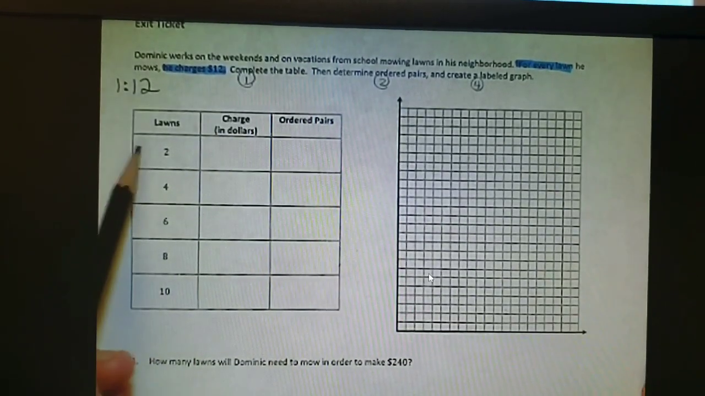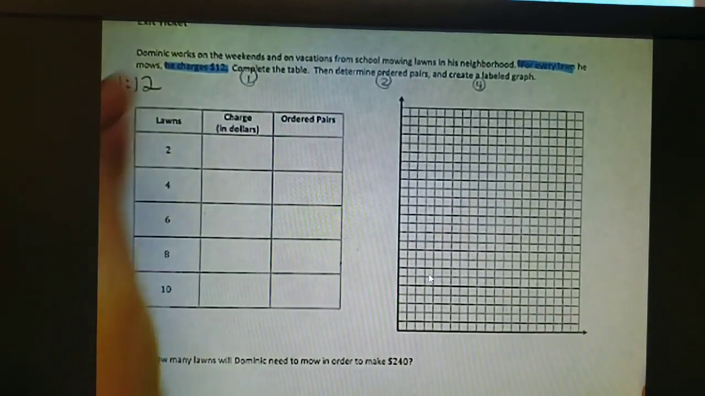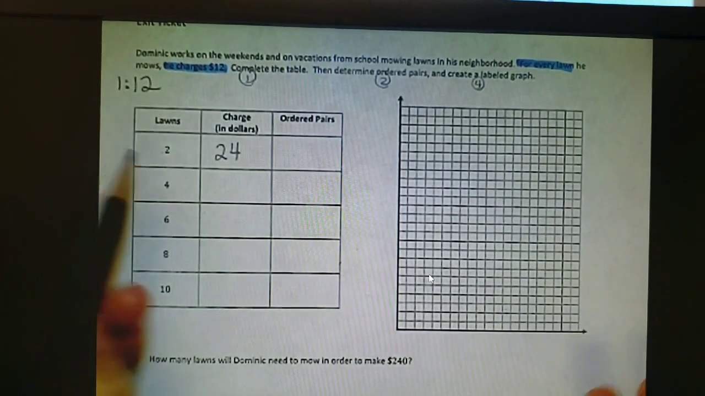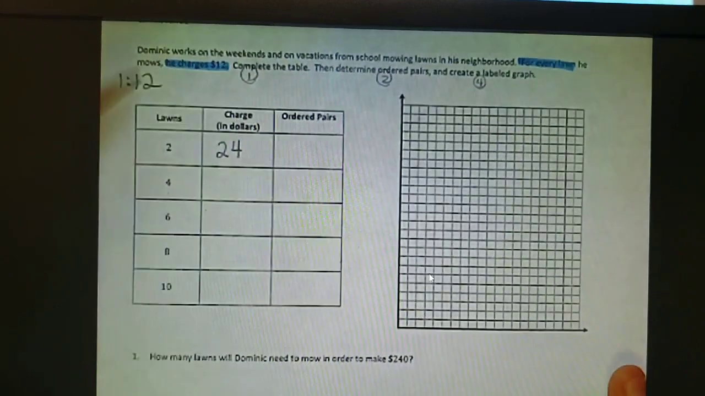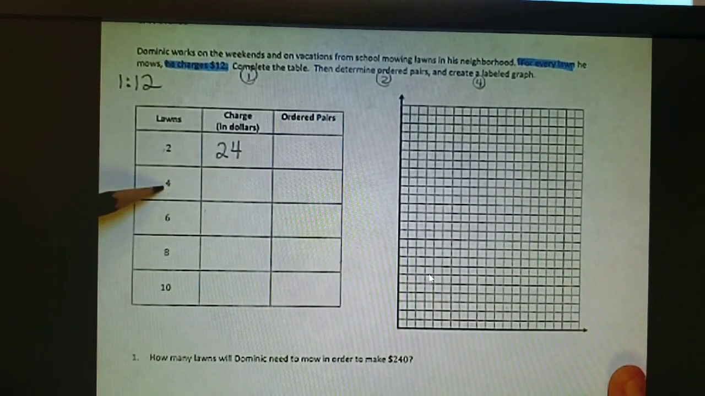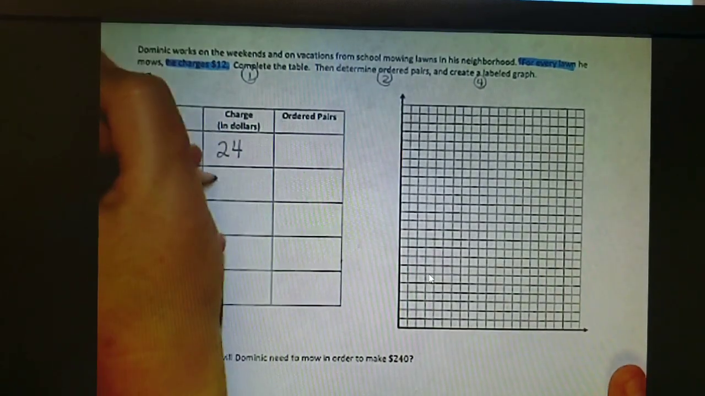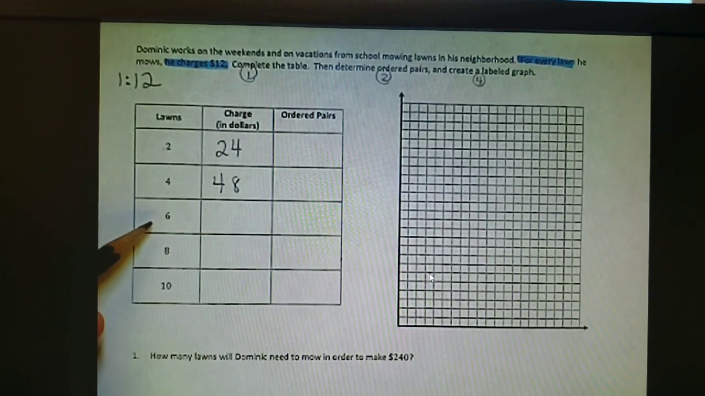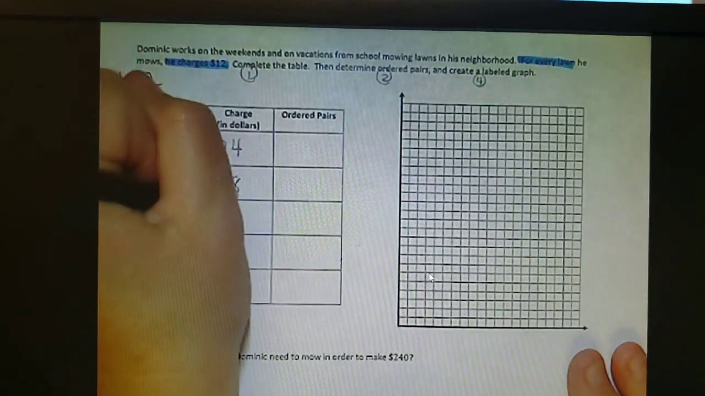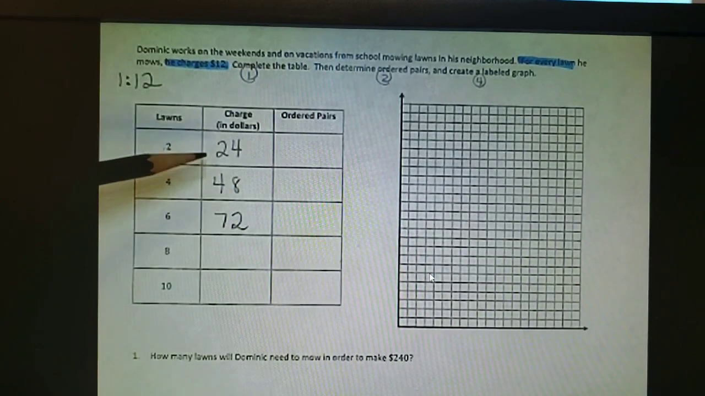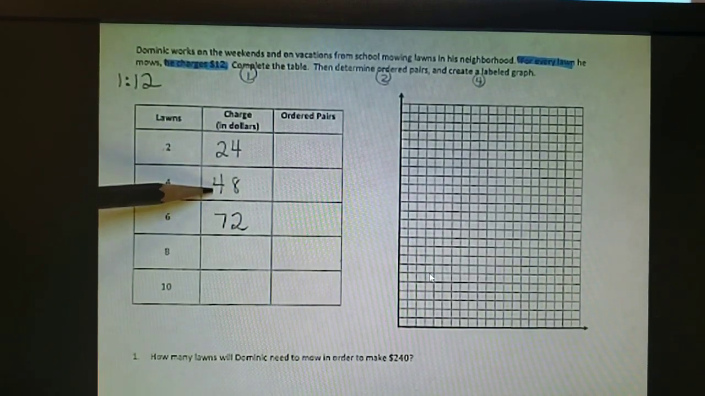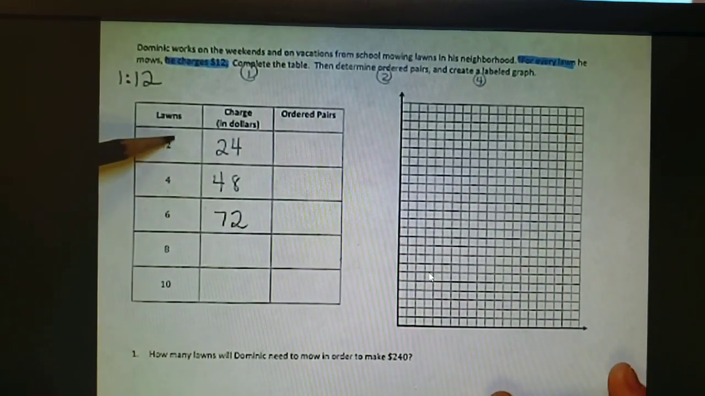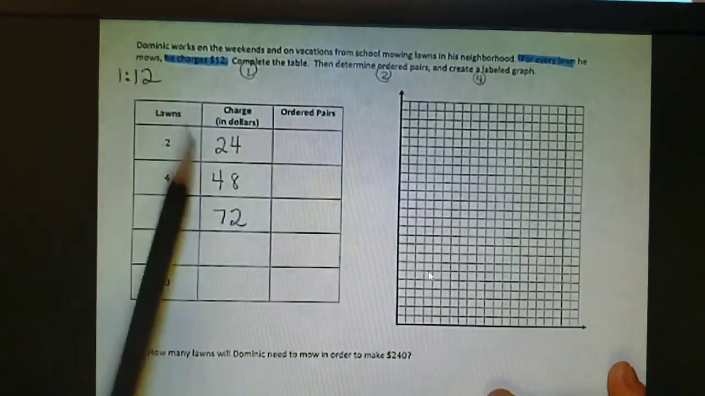On this one, he mowed 2 lawns, so this would be 24. Then on this, he did 4 lawns. So we kind of doubled our 2 to our 4, so we're just going to double this right here. Then we're going to continue on our table. So this is 72. Make sure you don't, this is where we struggle. Sometimes we go, oh, I'm going to double again and double and double. We're increasing proportionally. So we had 2 to 24.